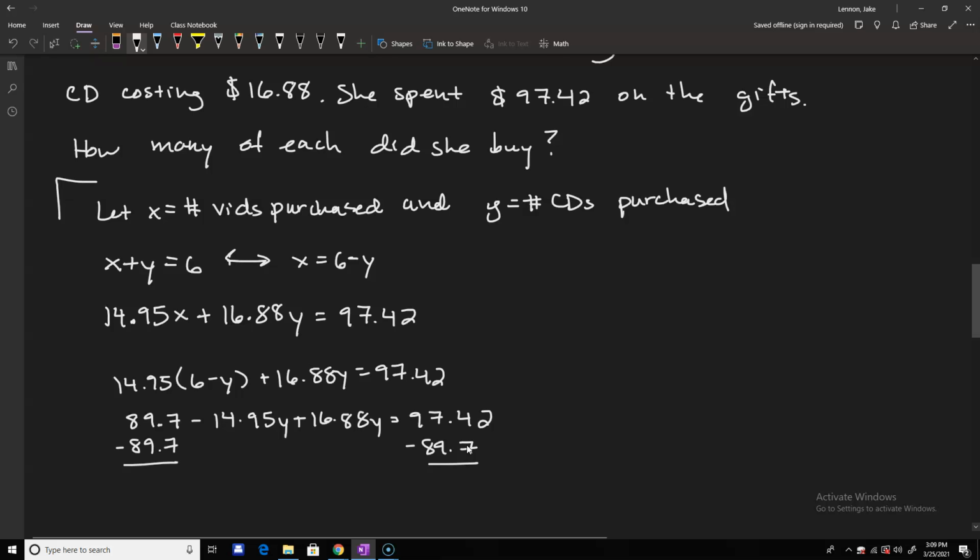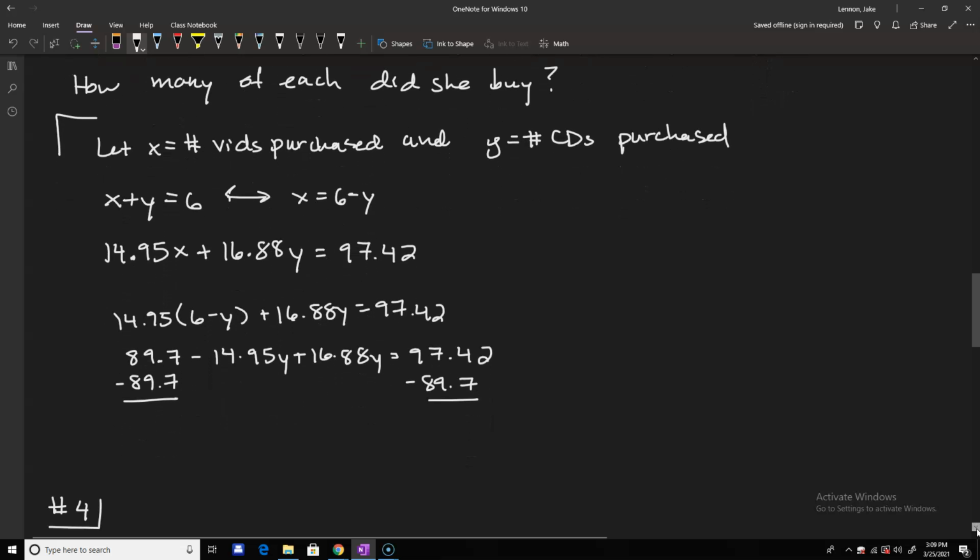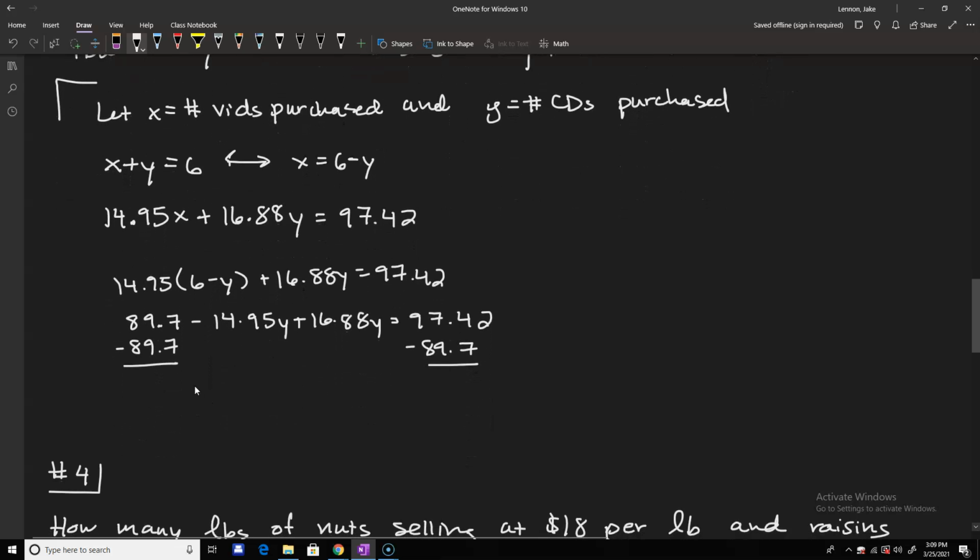So 16.88y minus 14.95y comes out to 1.93. So we end up with 1.93y equals 7.72.